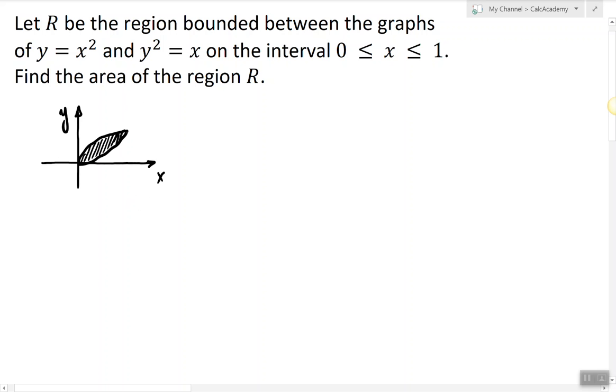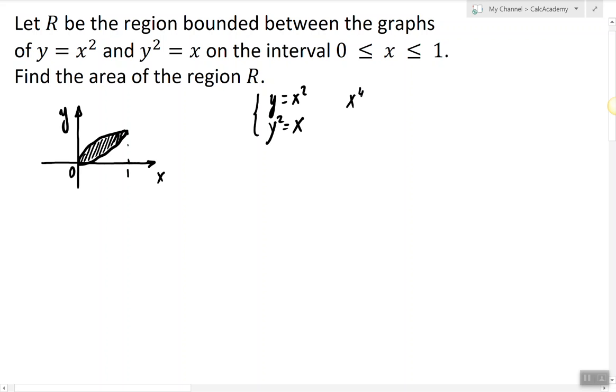And the first thing we have to figure out is what would be the boundaries for this region. And for that, we'll have to solve the system of equations. So y equals x squared and y squared equals x. So we have the following results. Instead of y, we just plug in x squared.